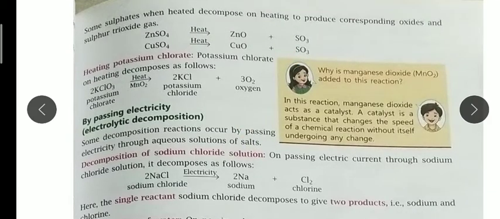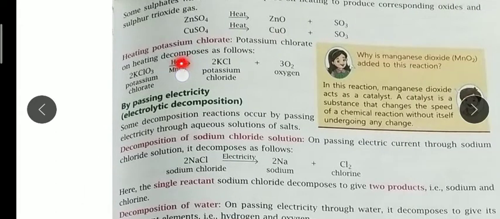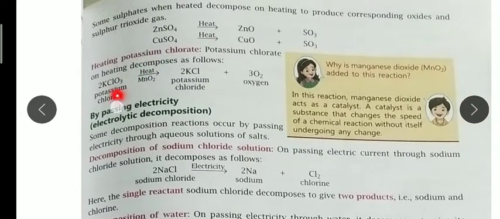Now another example is given, potassium chlorate. The potassium chlorate formula is KClO3. Whenever we heat potassium chlorate in the presence of MnO2, manganese dioxide, it will release potassium chloride, KCl, plus oxygen gas. So this is a reaction you should know.